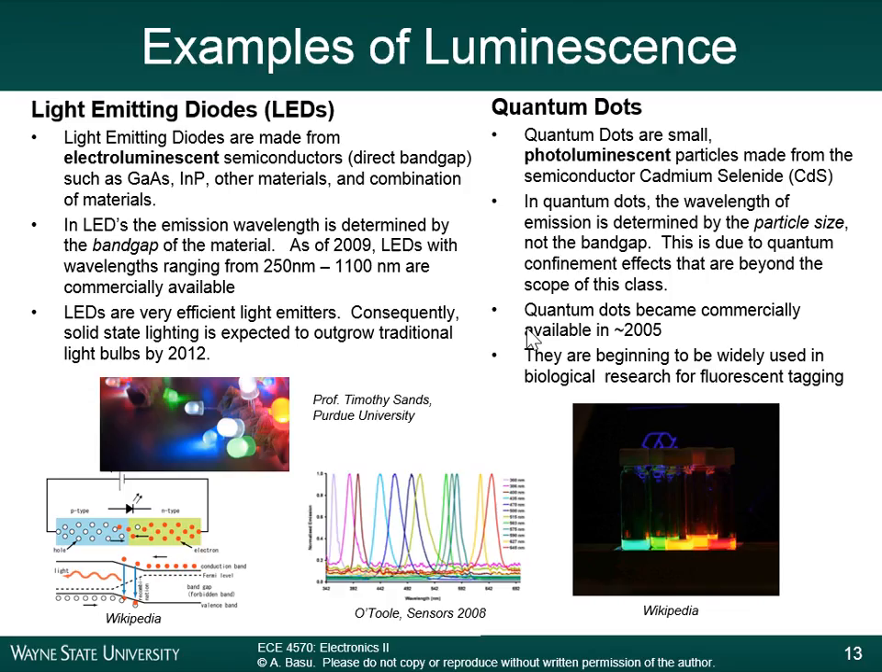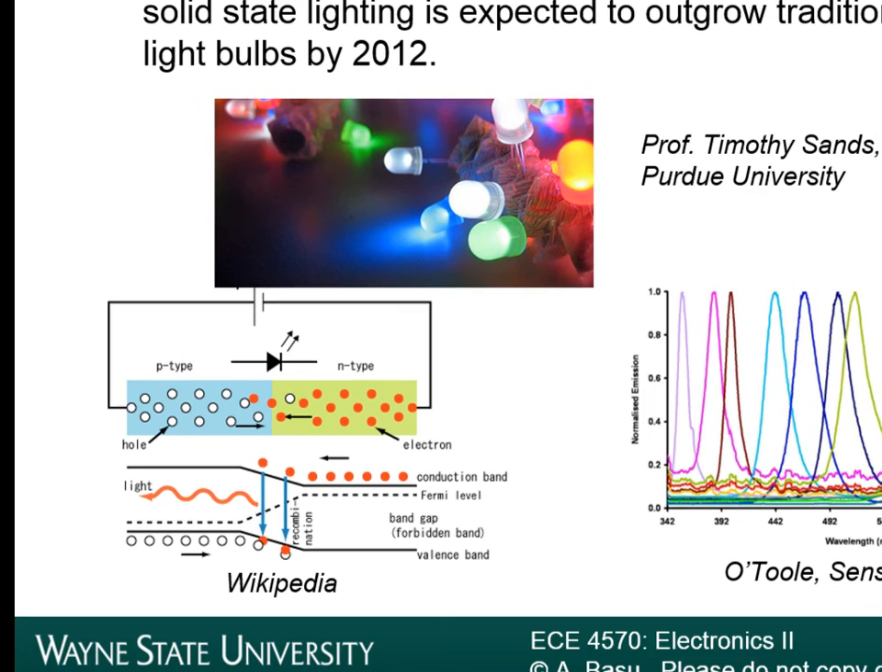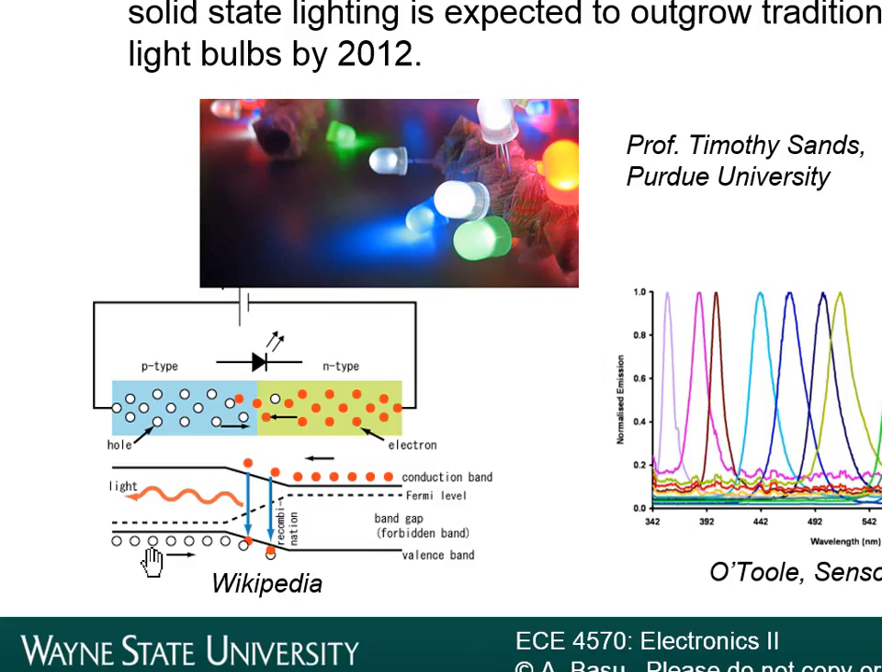So examples of luminescence: light-emitting diodes. Again, this is electroluminescence. These are direct bandgap semiconductors such as gallium arsenide, indium phosphide, and other materials. The key here is direct bandgap. You have to have a direct bandgap semiconductor if you want to make an LED. Again, LED is a light-emitting diode.